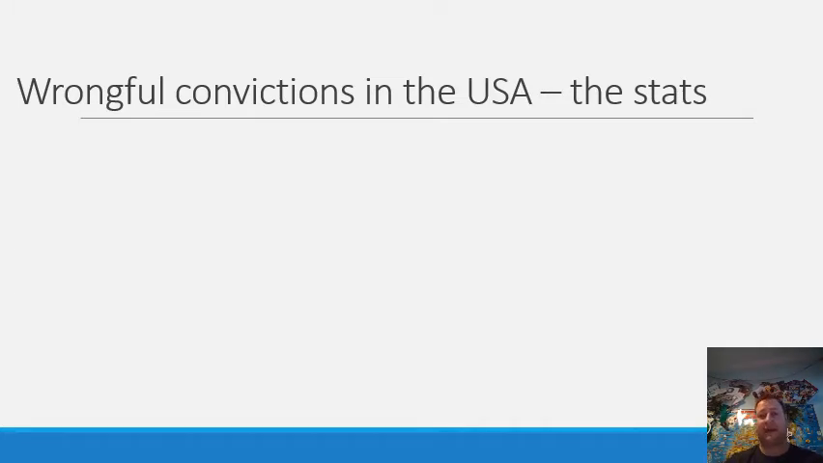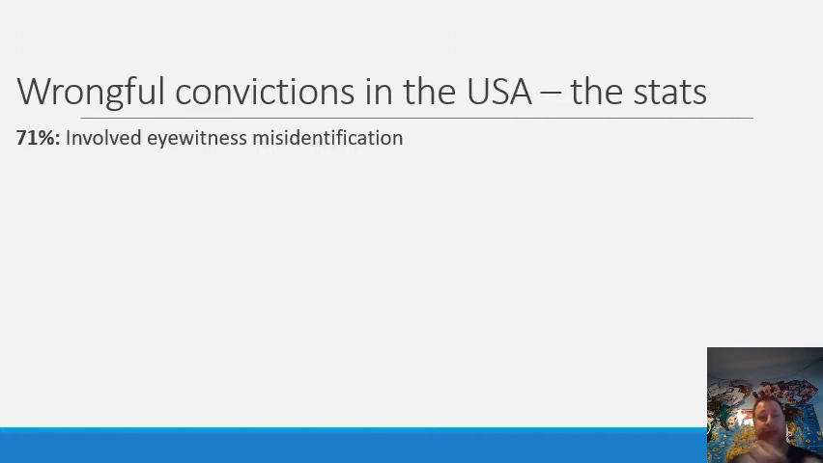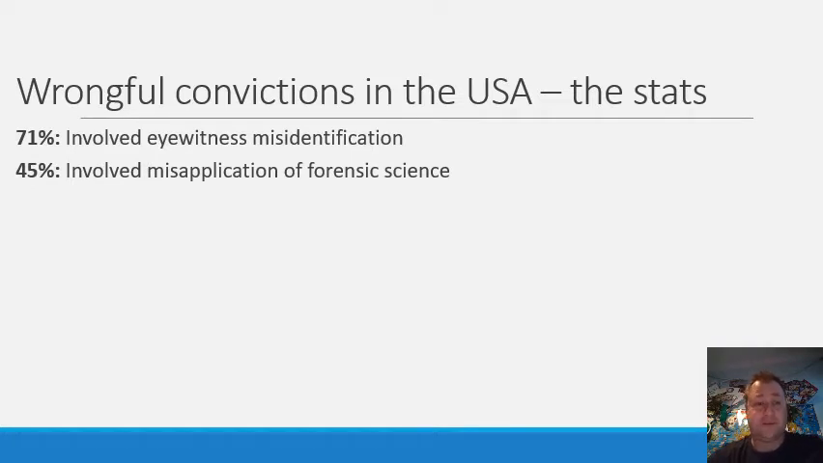But why are these happening? We're going to come on to eyewitness testimonies next week. So we know people misidentify suspects. They're not lying. They just saw the wrong person or who they thought it was. But what we're interested in is 45% of these wrongful convictions in America are based on bad science. So that's the bit we're going to focus on.